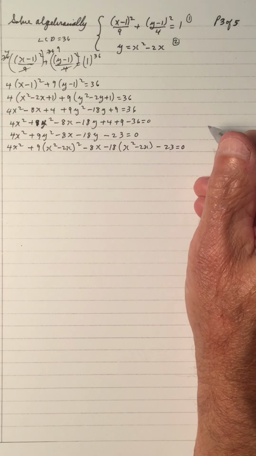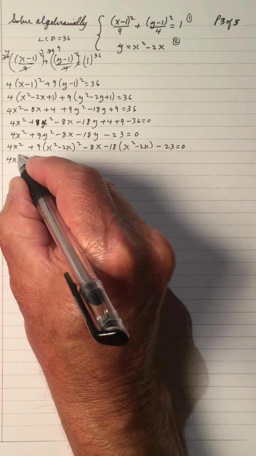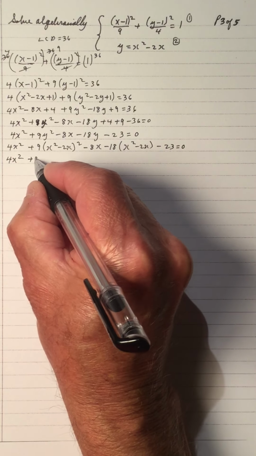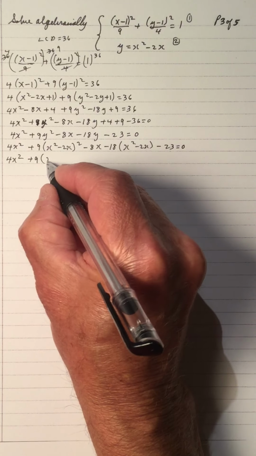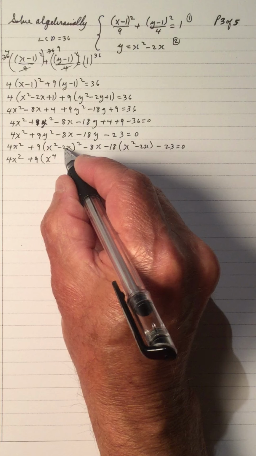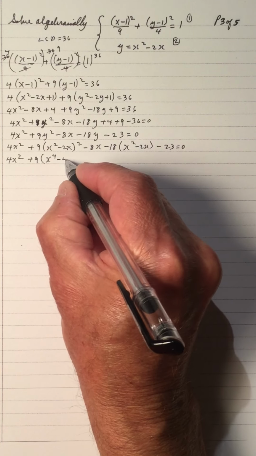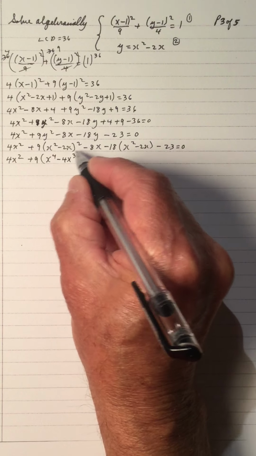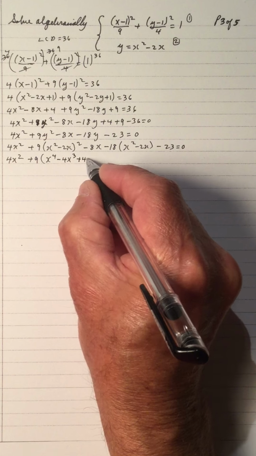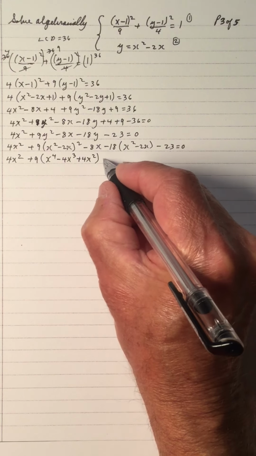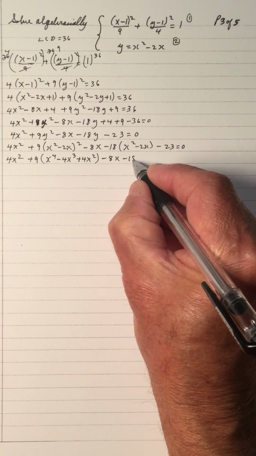So now we have to do PEMDAS again, because we have to square first. So we have a 4x squared plus 9, and we square this binomial. So x squared times x squared is x to the 4th. The product is negative 2x cubed doubled is negative 4x cubed. And a negative 2x times a negative 2x is a positive 4x squared, minus 8x minus 18.